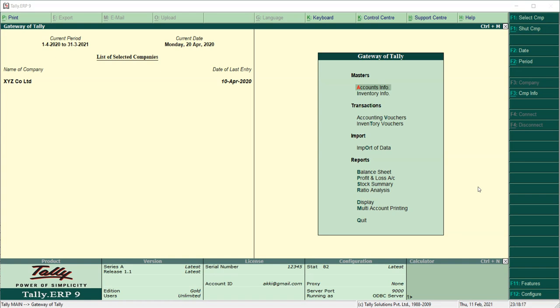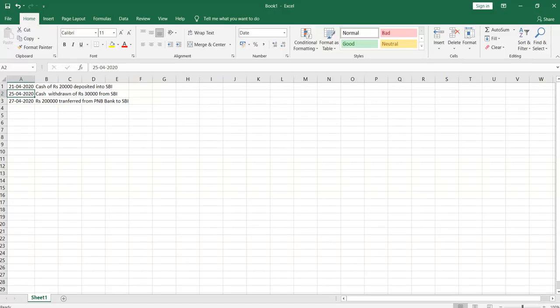So today our topic is Contra Entry. Before we make entries into Tally, let's understand what the Contra Entry is all about. Contra Entry means when both cash and bank are affected because of a transaction.